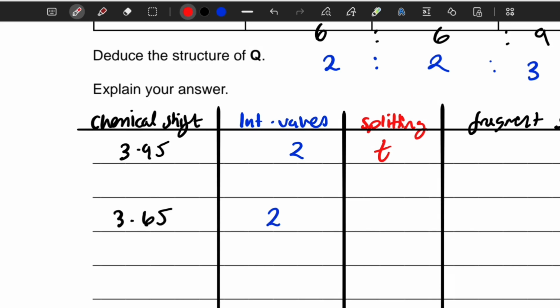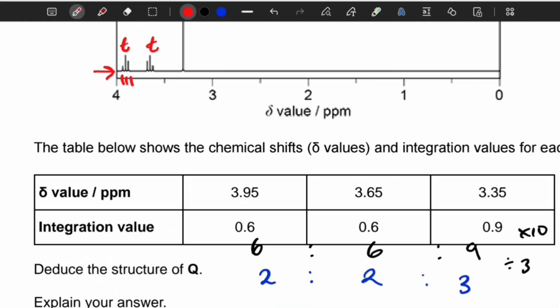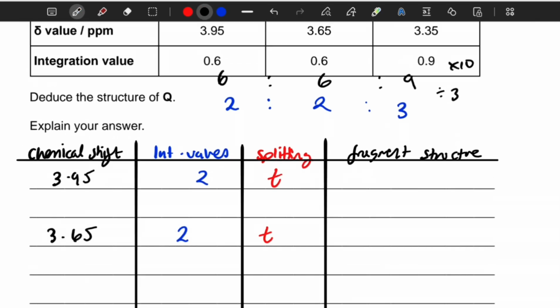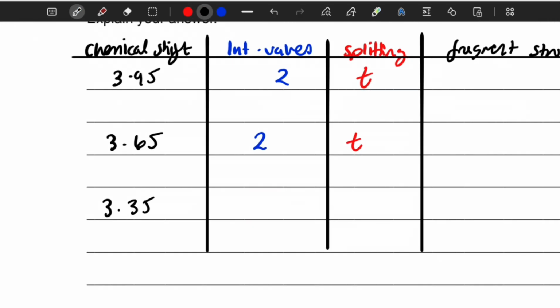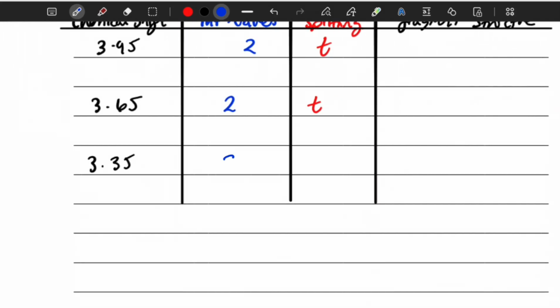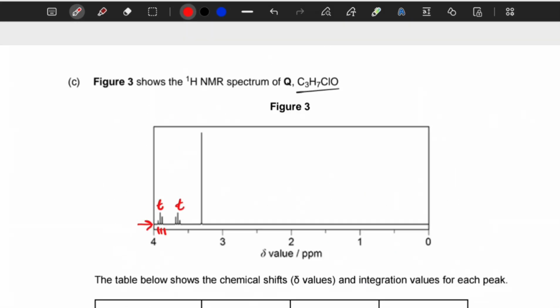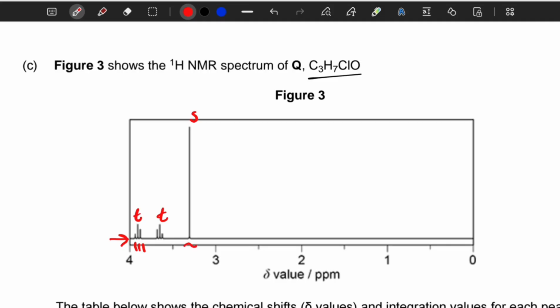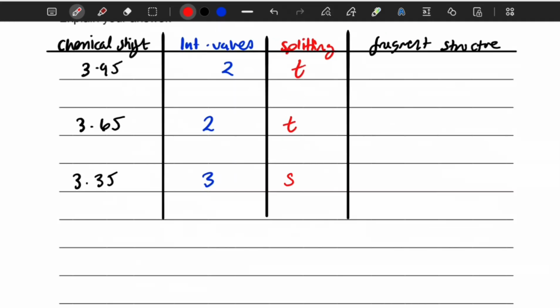Integration value is 2 also, and the splitting pattern is also a triplet because there are 3 peaks. And then the last one, 3.35. Integration value is 3, and the splitting pattern is, let's see. So it's a singlet because there's one peak, guys. There's only one. So it's a singlet, which means no hydrogens are next to it, remember?